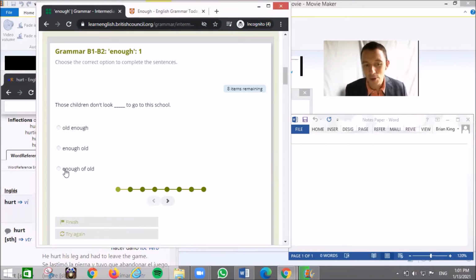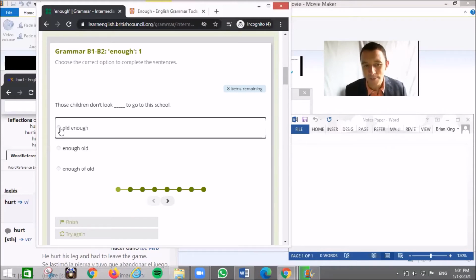Okay, so the rule with enough of is a pronoun or a determiner after it. So old is an adjective, so it's not a determiner, it's not a pronoun. So no, not number 3. Number 2, old is an adjective, and we remember the position of enough is always after the adjective, okay? So number 1 is correct. Old enough, okay, because of the position.